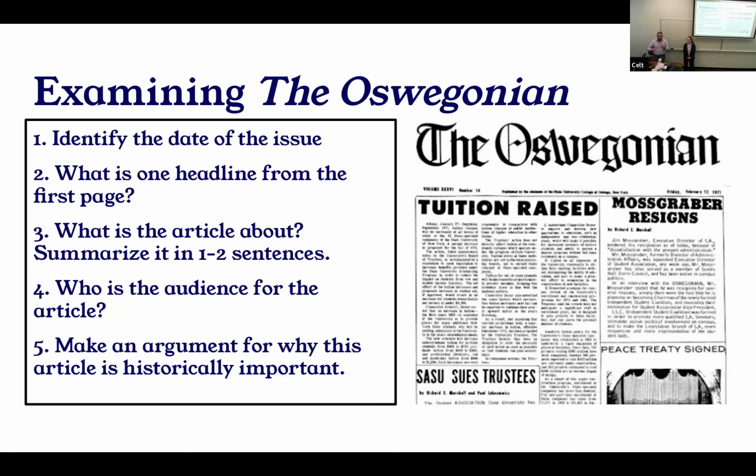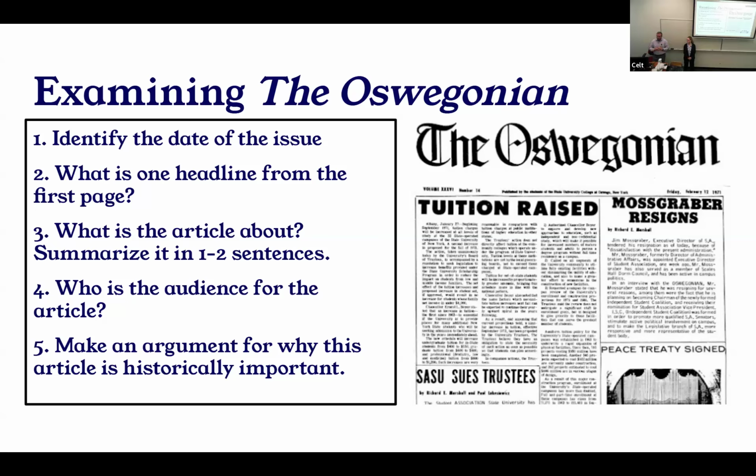You don't have to spend too much time reading through it, but just get an idea of what, in a very quick summation, that article is about. And then number 4, who is the audience for the article? Who is this being written for? Is this an article that's being written for students? Is this being written for everyone on campus? Is this being written for one particular group on campus? Think about that. Who is the audience for this article?